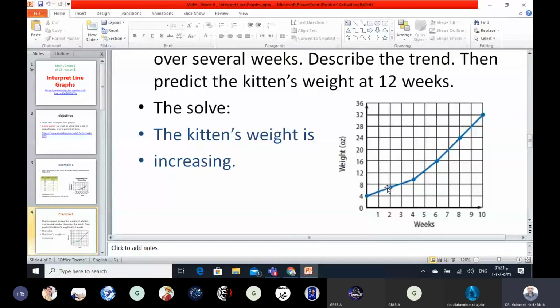In week 6, the weight will be 16. In week 8, the weight will be 24. In week 10, the weight will be 32. As you see here, is the result increasing or decreasing? We will see here increasing, because here will be 4, then 7, then 10, then 16, then 24, then 32. So the line here is increasing.